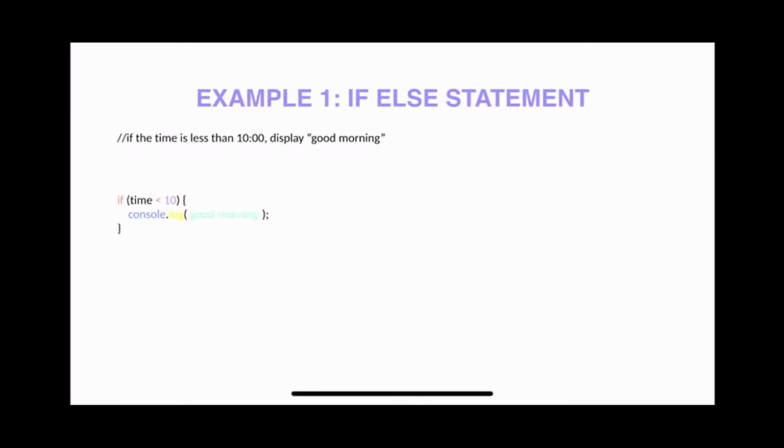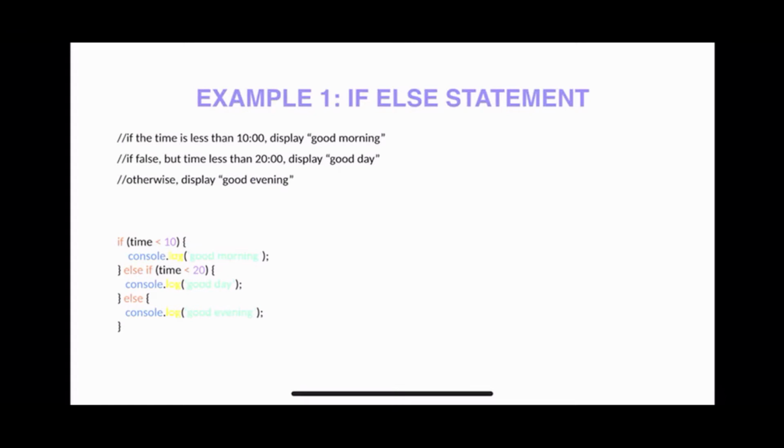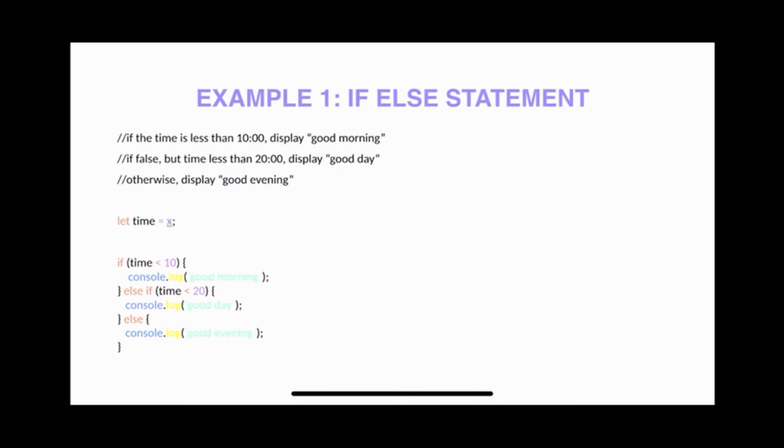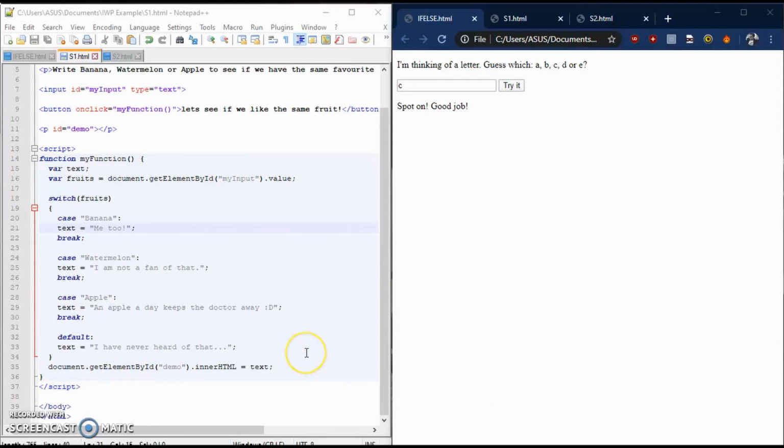This is the code to display good morning if the time is less than 10. This is the code for good day if the time is less than 20, and otherwise display good evening. When we put 8, the output will be good morning, 15 it will be good day, 22 it will be good evening.